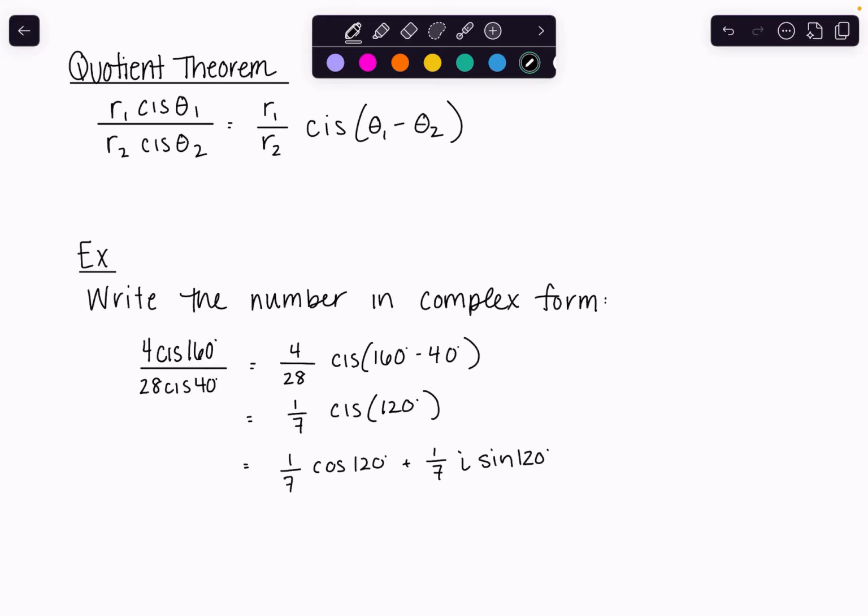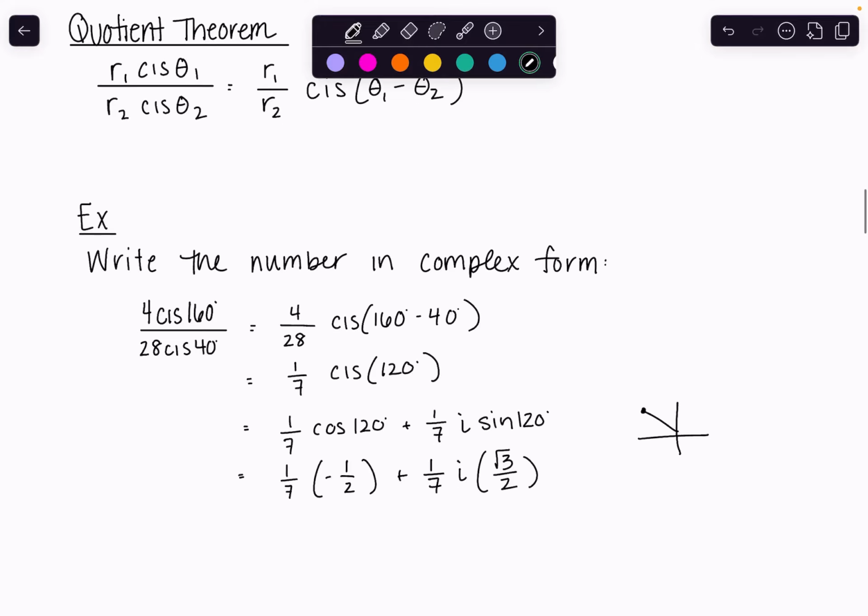And then that's an angle we know, a 60-degree reference angle in quadrant 2. Means cosine of 120 is negative 1/2, and then sine of 120 would be positive root 3 over 2, because again, that is up here. So cosine's negative, sine is positive. So multiplying that out gives us negative 1 over 14, and then we get root 3 over 14 i. So that is our number in trig form, or in complex form.